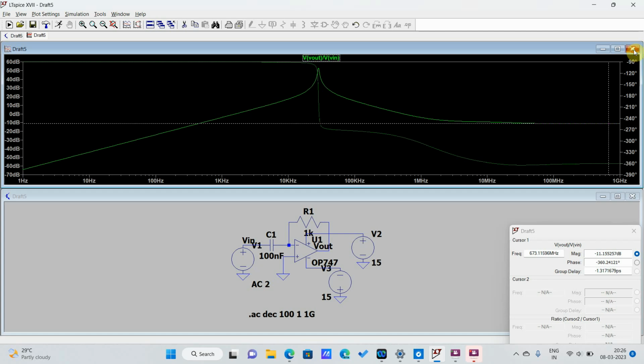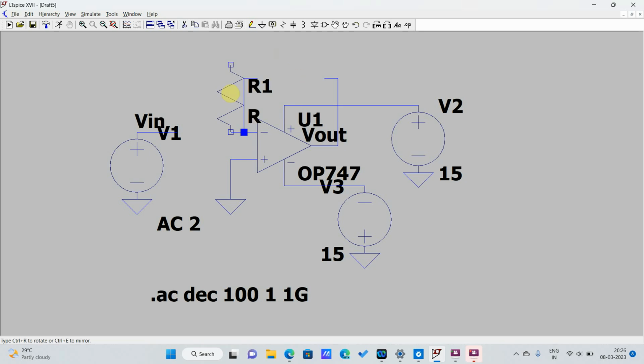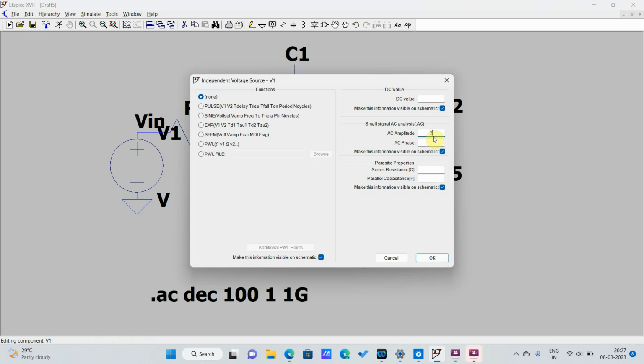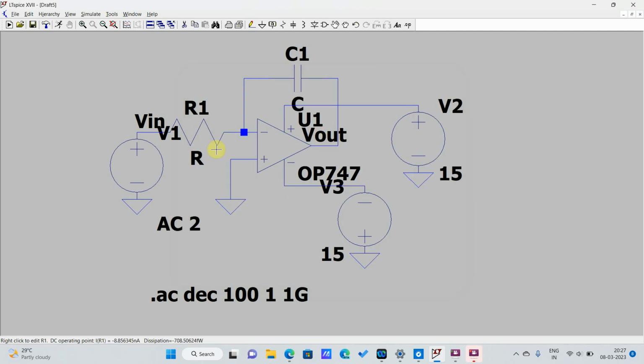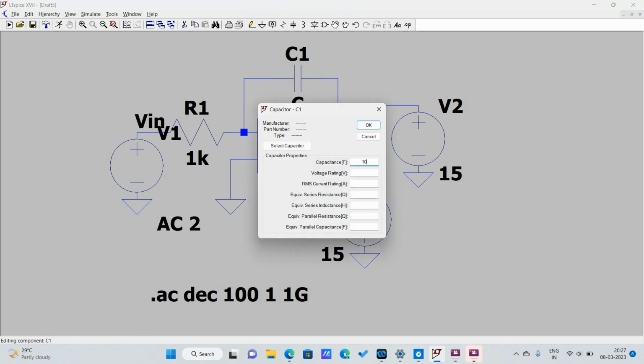Now we'll study the frequency response for an integrator. So let's make a circuit of an integrator. We just swap the resistor and the capacitor. That's all that we need to do. Okay, the source doesn't matter. Let's give 1 kilo ohm and 100 nanofarad like before.